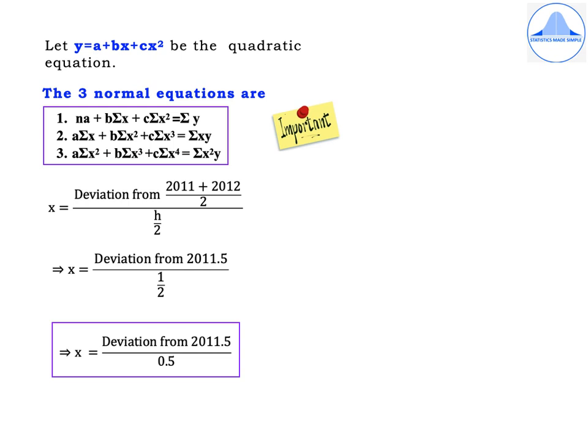XY values are minus 50, minus 36, minus 18, 15, 39, 80, which gives summation xy equal to 30. And x square y values are 250, 108, 18, 15, 117, 400, and summation x square y is equal to 908.